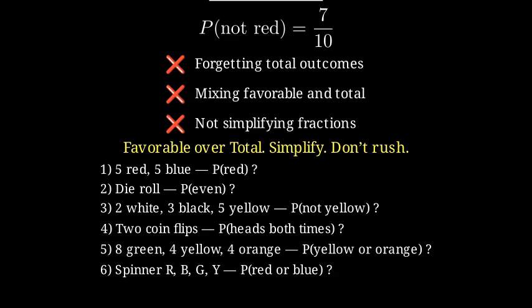Question 4. A coin is flipped twice. What is the probability of getting heads both times? Question 5. A jar contains 8 green, 4 yellow, and 4 orange candies. What's the probability of picking a yellow or orange candy? Question 6. A spinner has 4 equal sections. Red, blue, green, yellow. What's the probability of landing on red or blue?